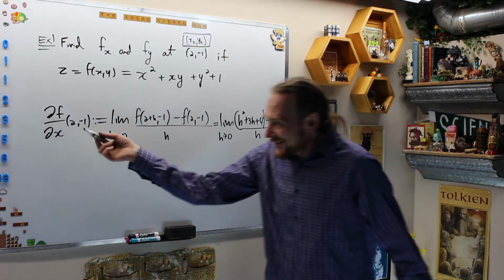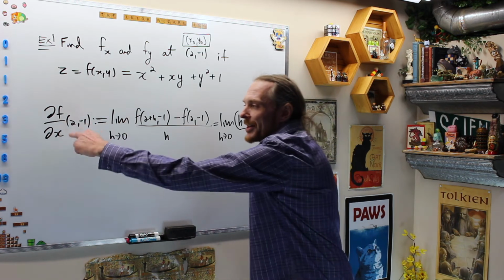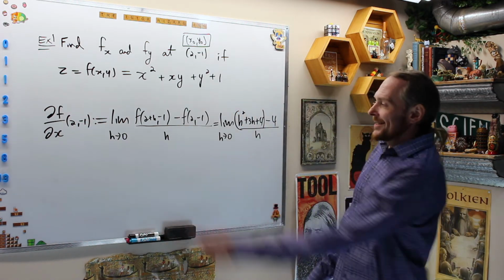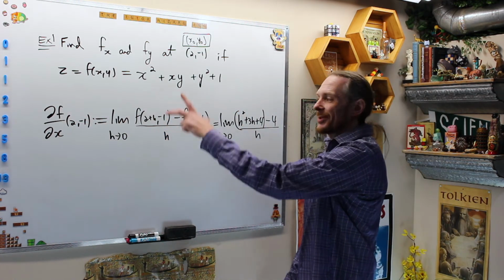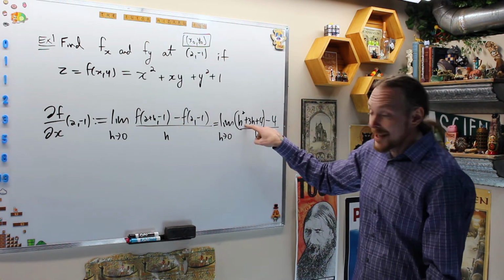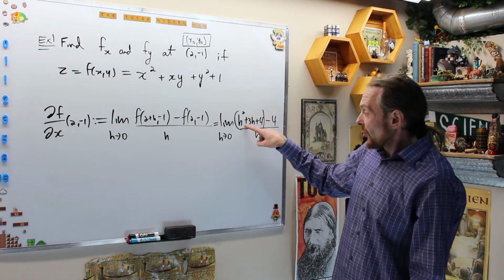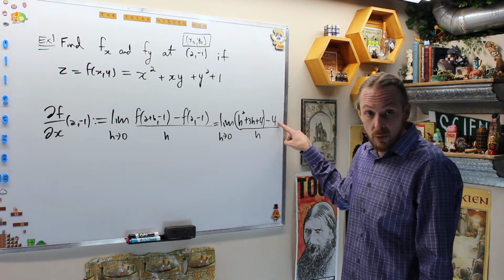By definition, the partial derivative of f with respect to x at the point (2, negative 1) is this horrible limit. Now that we've simplified that and cut up all the pieces, I'm going to put them into the pot and stir. This is f of (2 plus h, negative 1), and this was f of (2, negative 1).